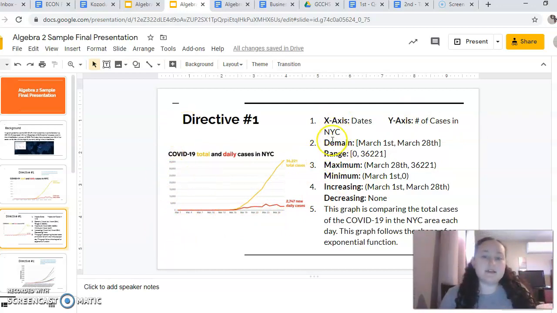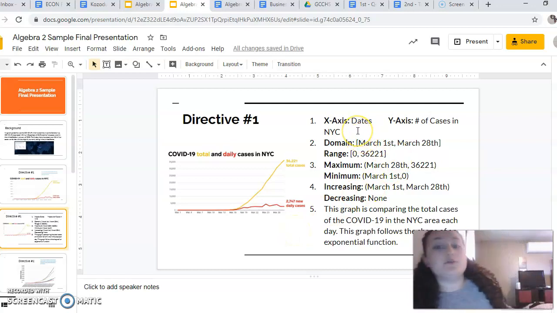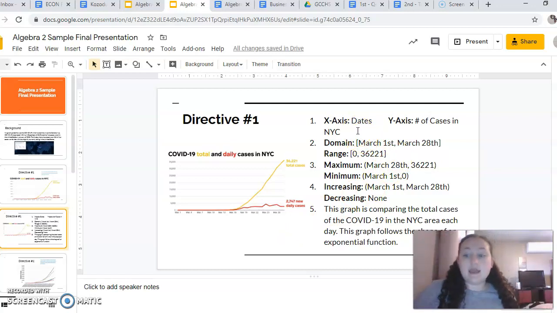Then your domain and range. Remember, domain, left to right. So the furthest left value is March 1st. Furthest right value is March 28th. Okay, and I'm using brackets because those are included. You would use parentheses if you had like infinity as one of your values. Range, bottom to top, okay? The lowest value is 0. The highest value is this 36,221.